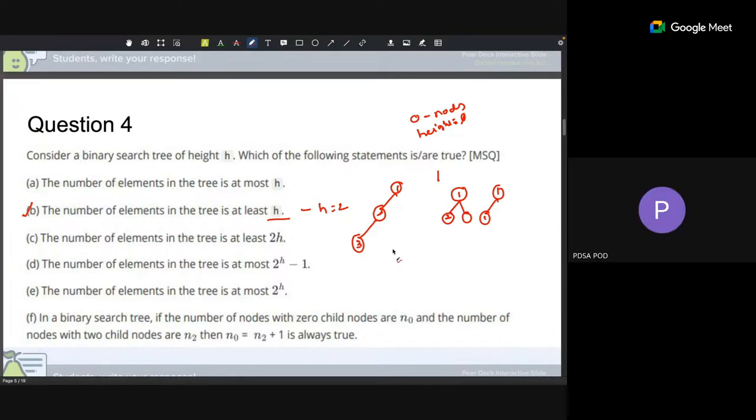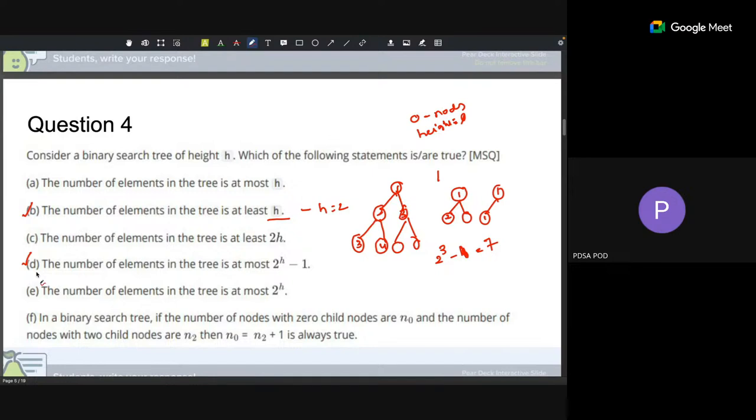For example, you have taken that the height is 3. So you have a chance of making at most this: a tree like this, with one more level. How many nodes are there? 7. The height is 3, so 2 cubed minus 1, that is 2 to the power of H minus 1, gives 7. So this is right. At most is the maximum limit, not more than that. So the E option is wrong. B is right, D is right.